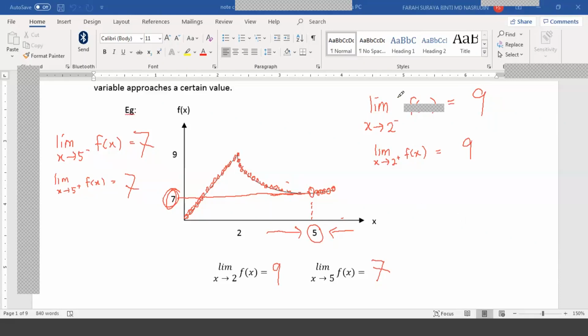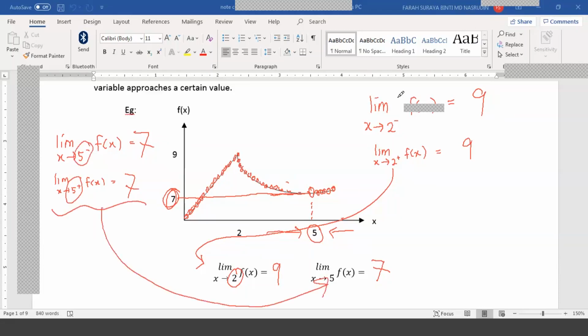So, conclusion dia adalah limit X approaches 2. Dekat sini dah tak ada positif negatif lagi dah. Okay. X approaches 2 for that function is equal to 9. And then, awak tengok yang ni limit sebelah kiri 5, jawapan dia 7. Sebelah kanan 5 pun jawapan dia 7. So, conclusion dia adalah limit X approaches 5. Awak tengok dah tak ada positif negatif dah dekat situ. Pun jawapan dia 7.